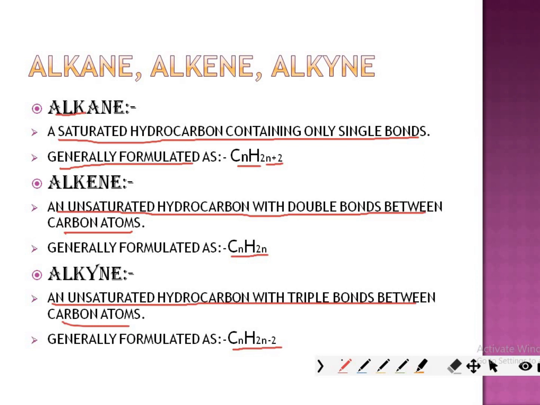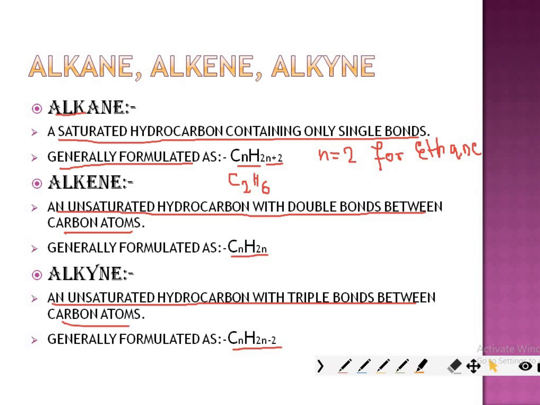Now if we see ethane, ethane has 2 carbon atoms, so here n equals 2 for ethane. So how will we denote ethane in a formula? We put n equal to 2 in the formula. So it will be C2H, what? 2 into 2 is 4, plus 2, it will be 6. So ethane will be C2H6. Let's see if it is true or not.